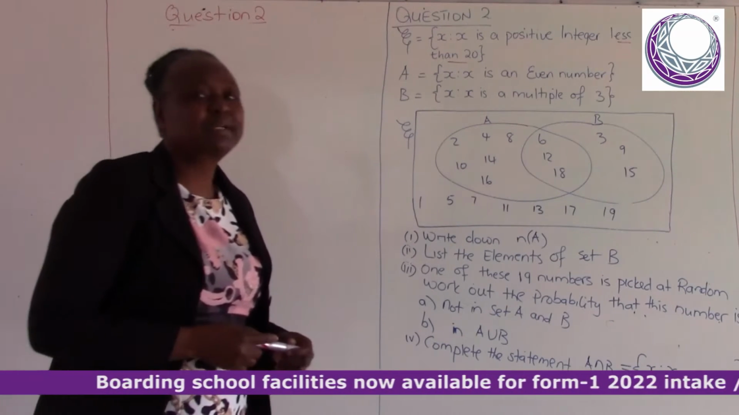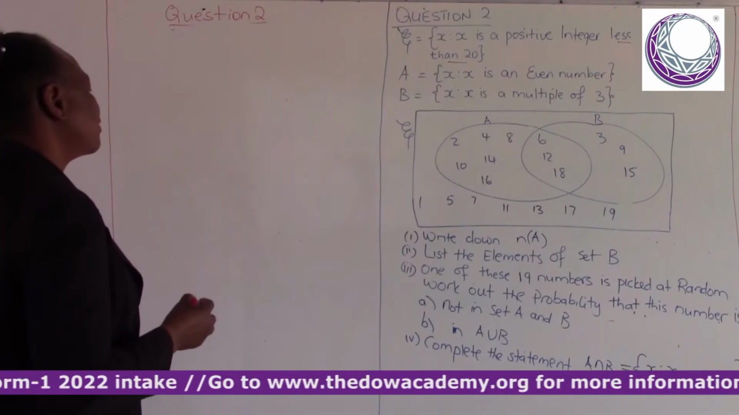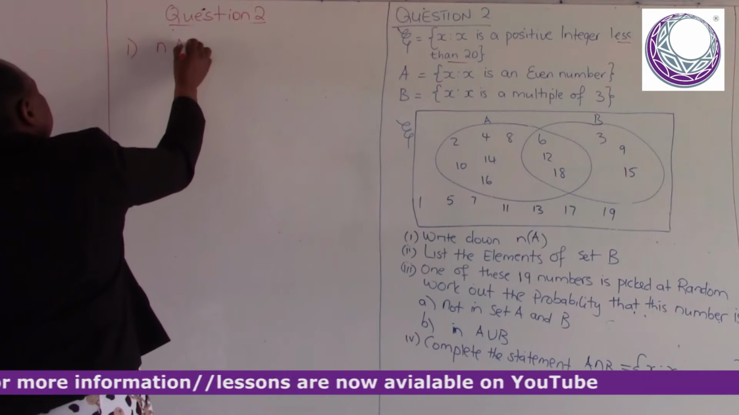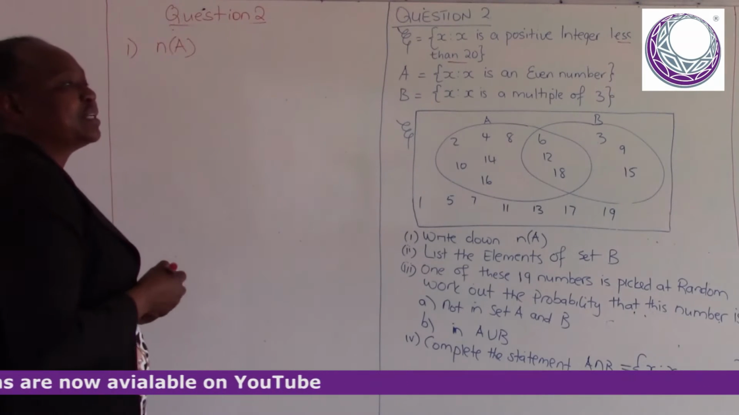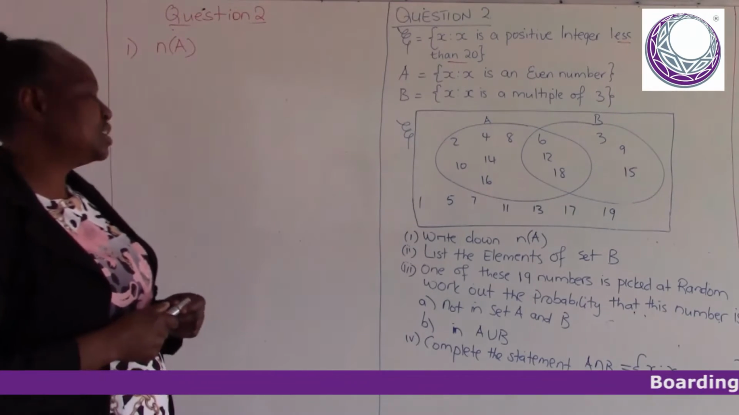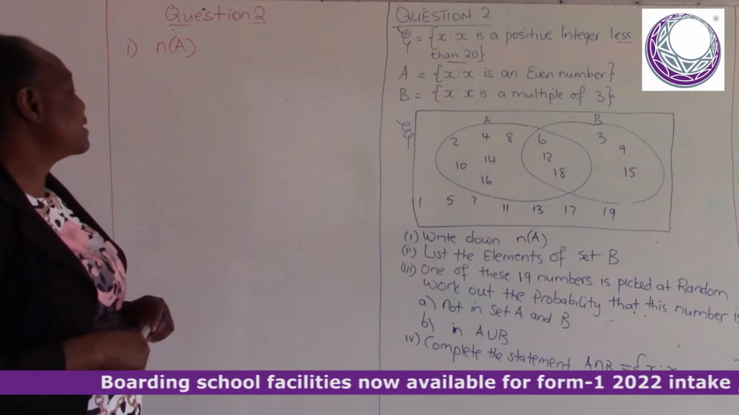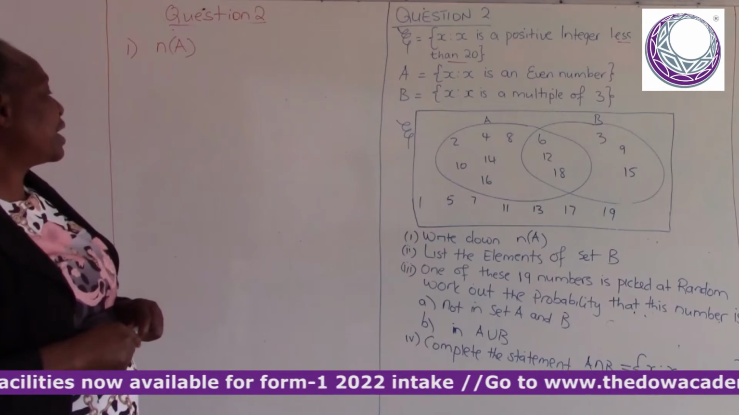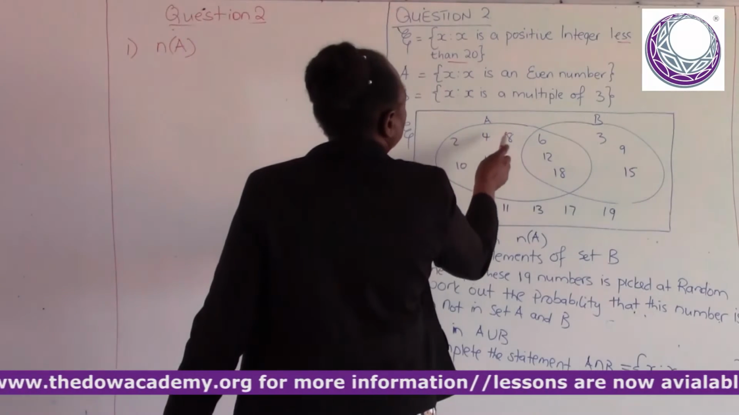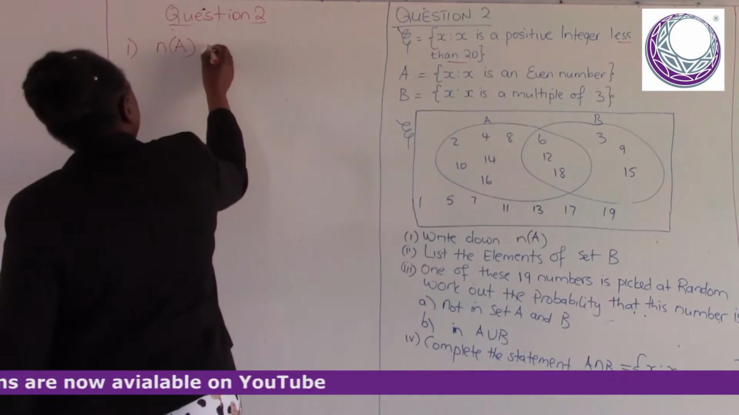Now, getting back to the questions, the first one says to write down the number of elements in A. This is a question on the set language and set notations. If we are to find the number, yes, we count, but our answer is also just a number. We are counting the elements in A, so 1, 2, 3, 4, 5, 6, 7, 8, 9. These are 9.